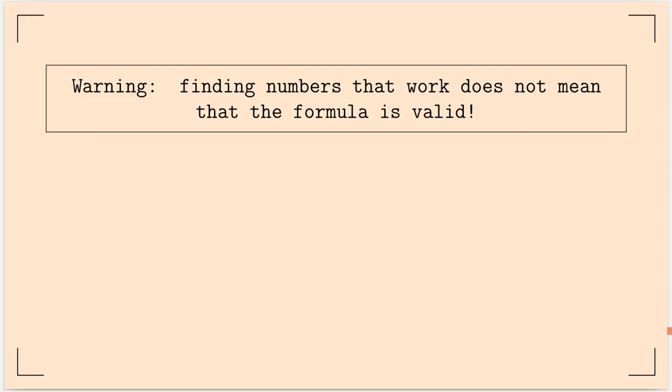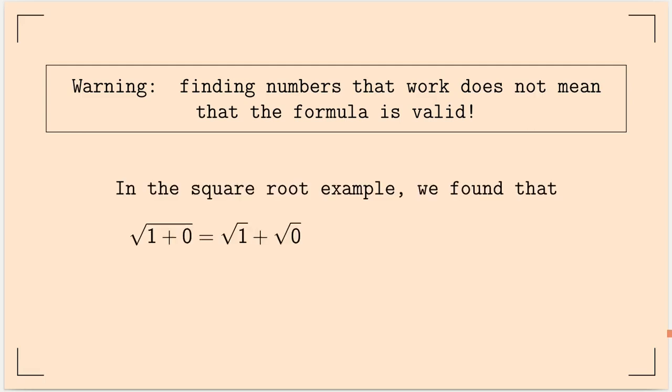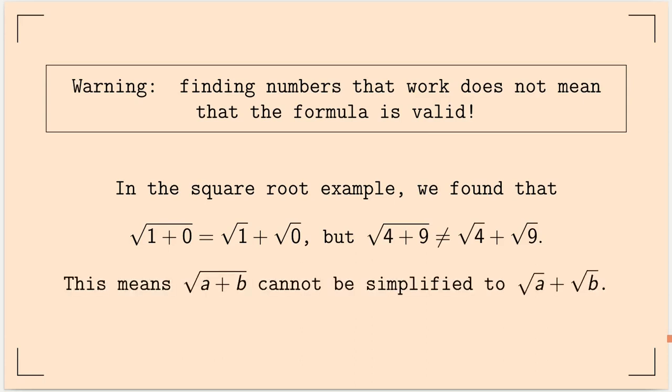But here's a warning. Finding numbers that work does not mean that the formula is valid. Let's see. In the square root example, we found that the square root of 1 plus 0 equals the square root of 1 plus the square root of 0. So for these two numbers, the formula seemed to work. But for 4 and 9, it didn't work. So this means the square root of a plus b cannot be simplified to the square root of a plus the square root of b. It didn't work for all numbers.